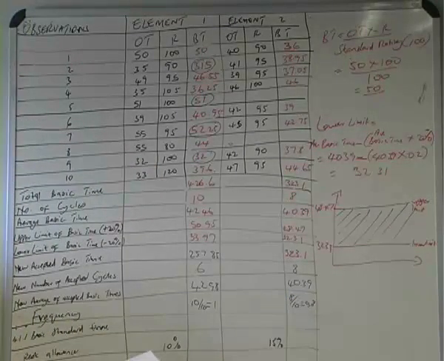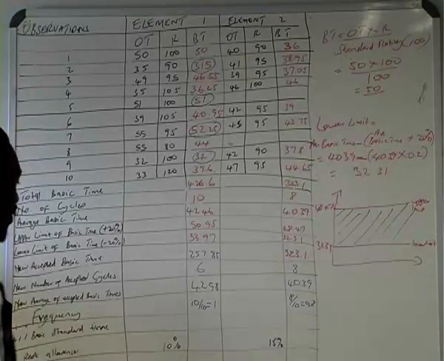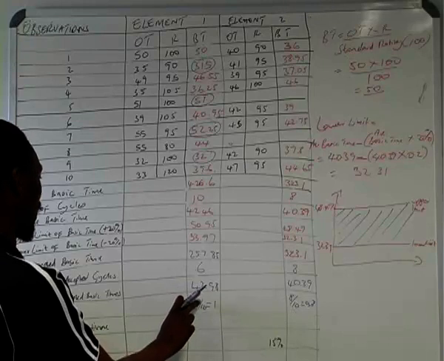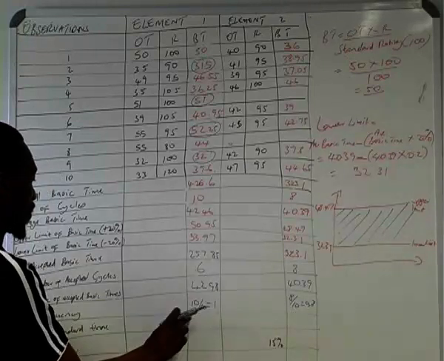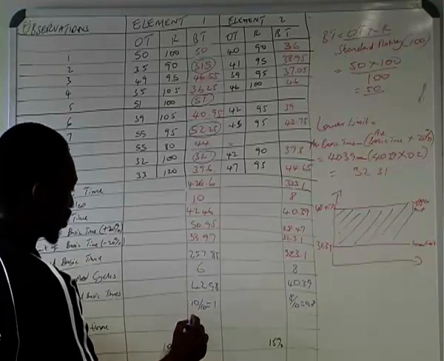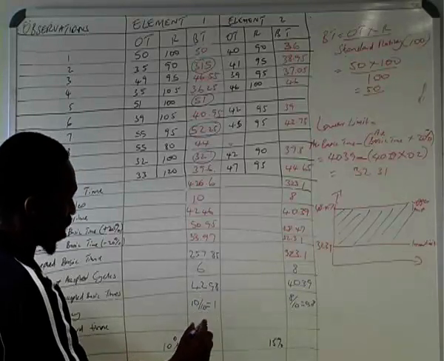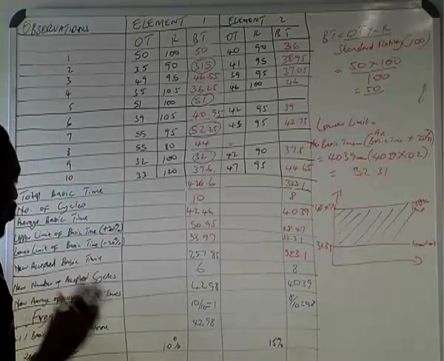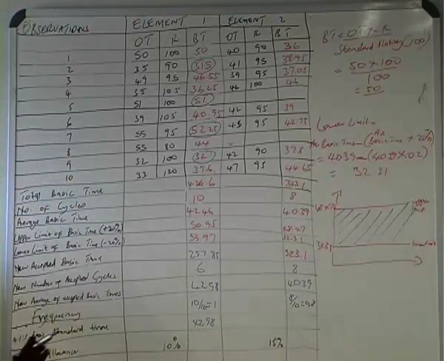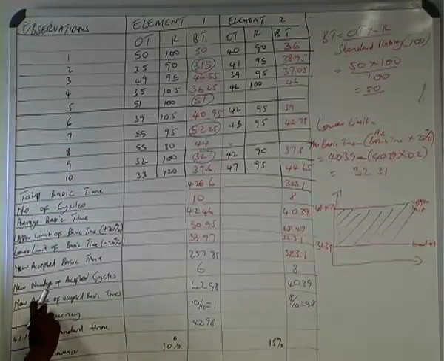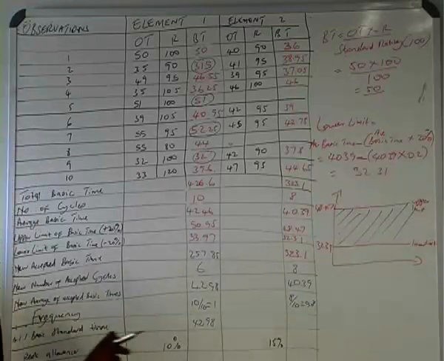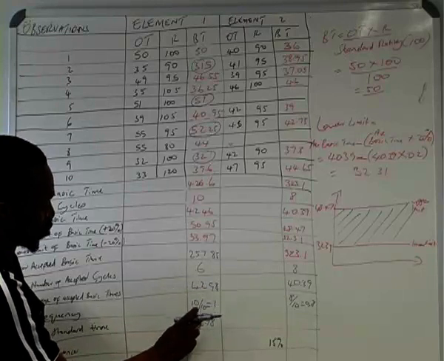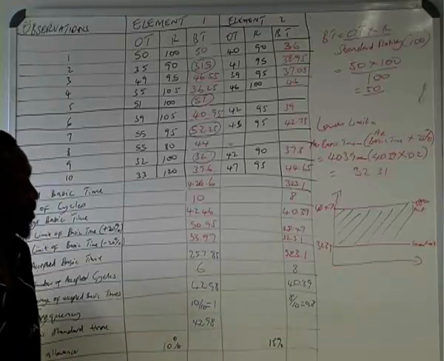Okay? So to calculate your basic standard time, you multiply your new average accepted basic time by your frequency, which is 42.98 multiplied by 1. So it's 42.98. To calculate your basic standard time, you multiply your new average of accepted basic time by your frequency. It's 42.98 multiplied by 1, which is 42.98.